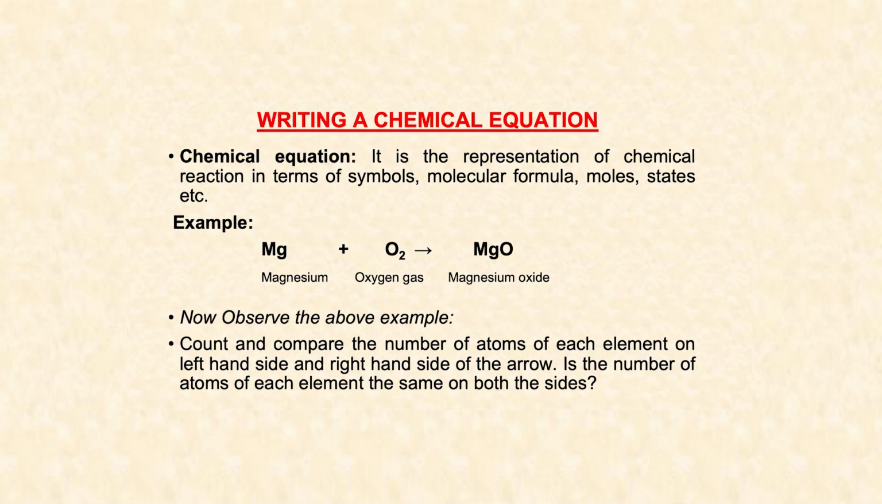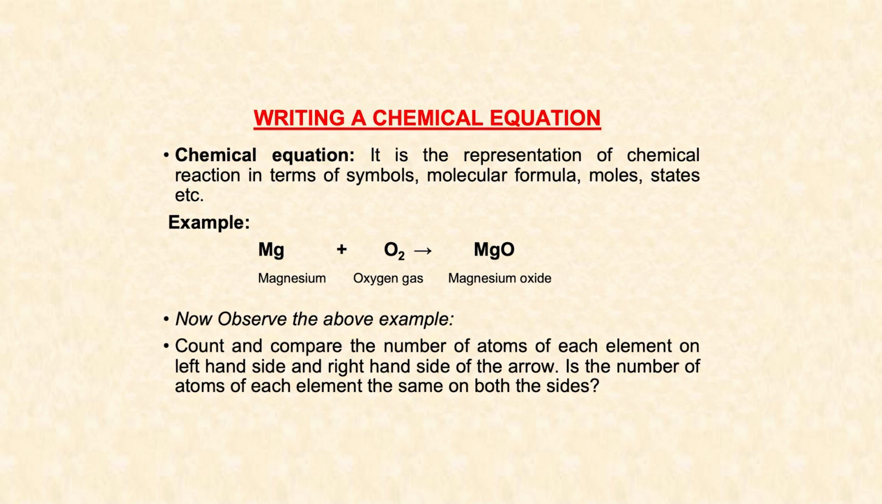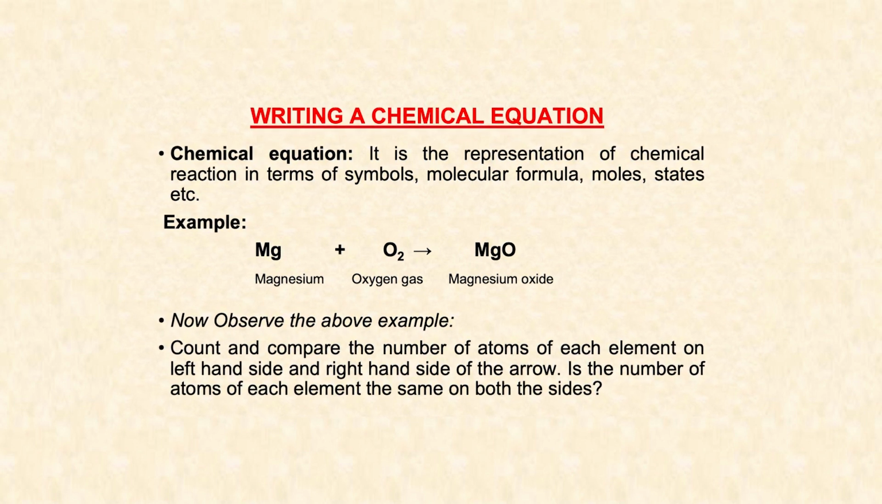If I tell you to write down a chemical reaction, how will you write? You will write the names of the reactants and products or a small paragraph. But it is not like how a chemical reaction is written or represented. Now, let us learn how to write a chemical equation. A chemical equation is the representation of chemical reaction in terms of symbols, molecular formula, moles, states, etc.